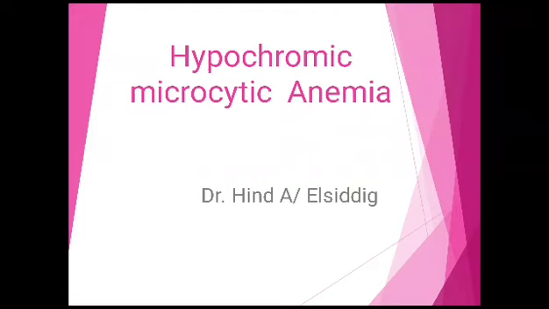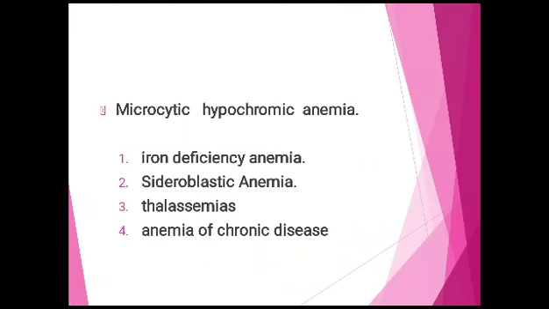We are going to discuss a group of anemias which are hypochromic microcytic anemias. They are classified into iron deficiency anemia, sideroblastic anemia, thalassemia, and anemia of chronic diseases. All these are examples of a microcytic hypochromic picture.